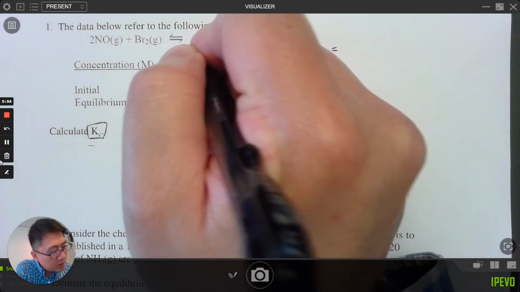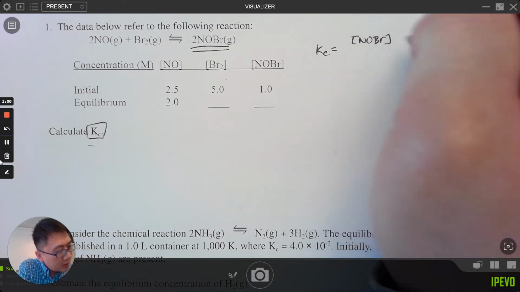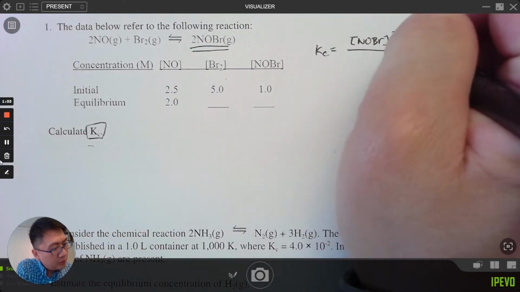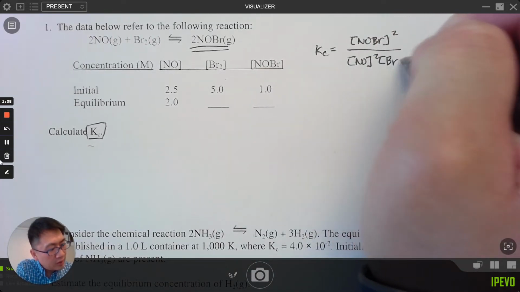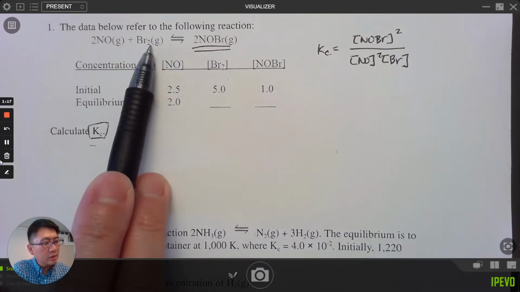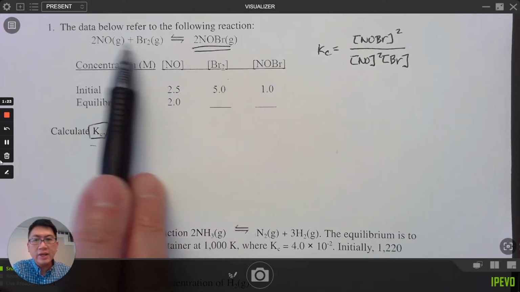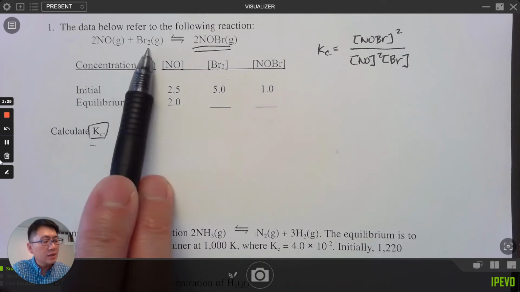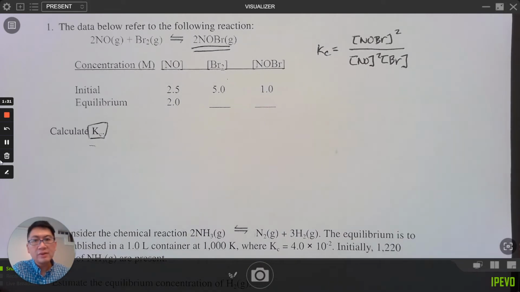The products, which are the NOBr, and because of that coefficient, that'll be squared, over the reactants, NO squared and Br2. So that's the equation for Kc. Kc is the products over the reactants. Coefficients 2, 1, 2: squared, to the first power, squared. So those coefficients are the exponents.